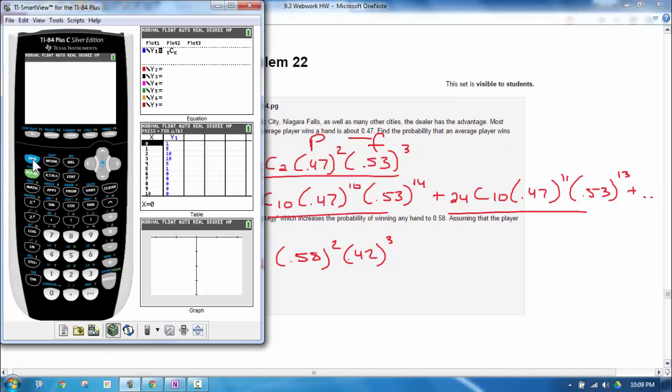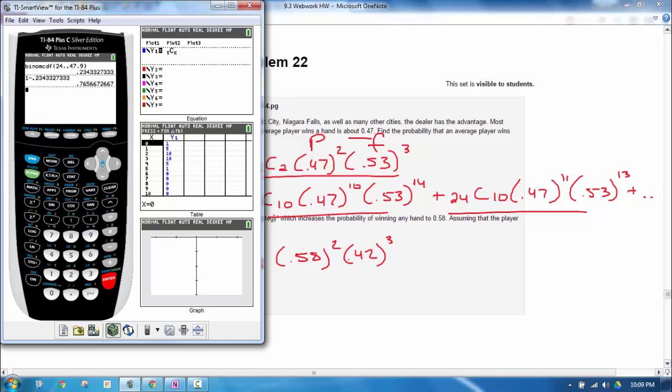Go to second distribution. We want binom CDF. Okay, we want 24 trials. The probability of success is 0.47. Now x value is 9, but what this is going to do, it's going to add up the first 9, winning 1 hand all the way up to winning 9 hands. So this will be all those added together. It's a cumulative distribution. So the probability that I win 1 hand plus the probability I win 2 hands plus 3 hands, all those added together gives me this. And I can do 1 minus that to get the probability that I win 10 or more, which is 0.7657.